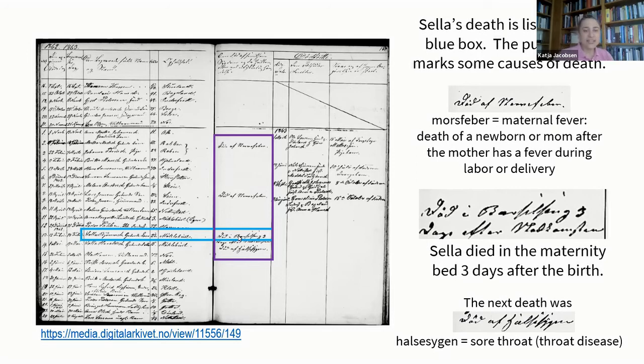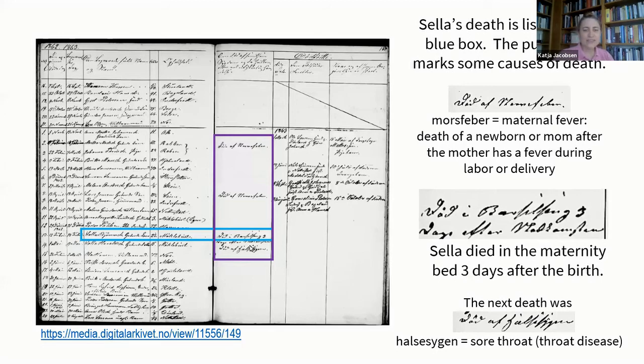The language here at the bottom of that purple box is about Sella, and it says that she died in the maternity bed 3 days after the birth. So it looks like there was some sort of complication where she may have had hemorrhaging or something that caused her over several days to get weaker until she wasn't able to survive.